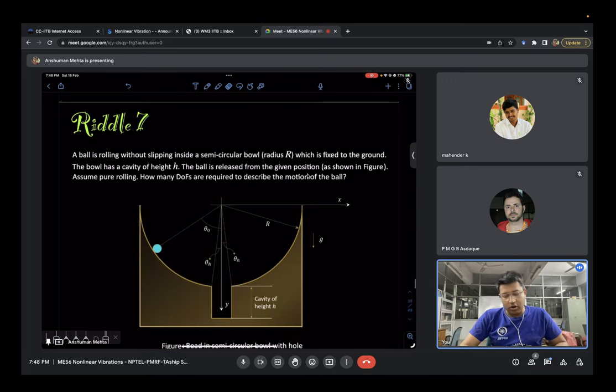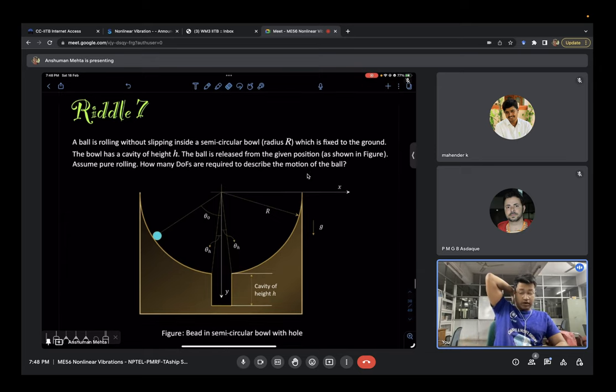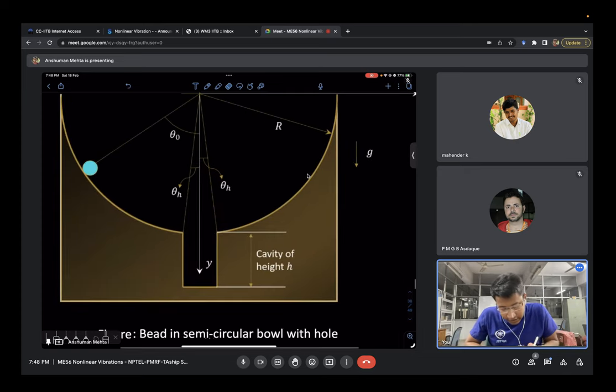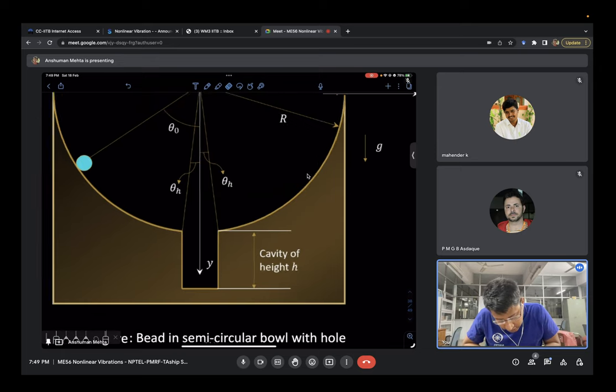Now the next problem: a ball is rolling without slipping inside a semicircular bowl which is fixed at the ground, and the bowl has a cavity of height h, and the ball is released from the given position as shown in the figure. Assume pure rolling. How many degrees of freedom are required to describe the motion of the ball? Now this is a very complex question, because for this you have to actually look at these edges. Are these edges parallel to each other? You have to closely see what is happening here.